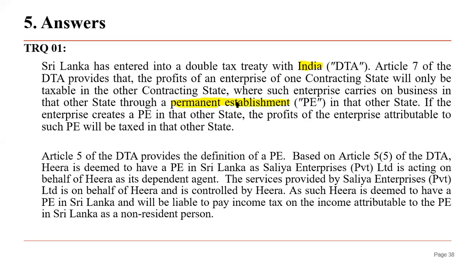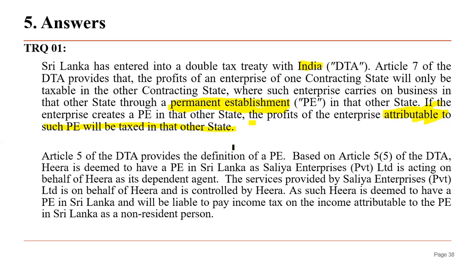Right? Through a PE. Then you need to link the PE concept. In Sri Lanka, if the enterprise creates a PE in Sri Lanka, the profit of the enterprise attributable to the PE will be taxed in Sri Lanka. These words are very important: attributable to the PE will be taxed in Sri Lanka. Then you need to look at whether they have a PE or not.